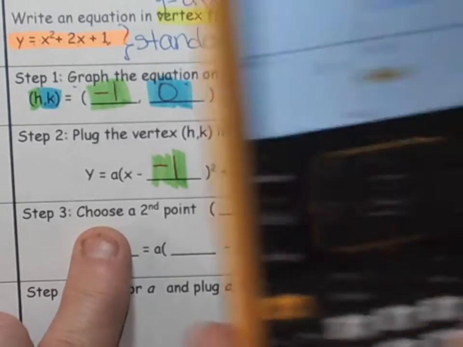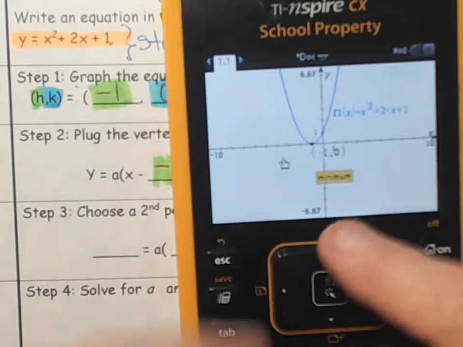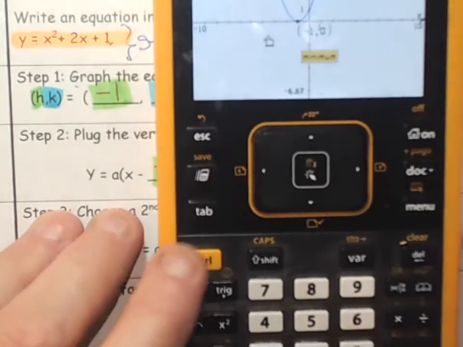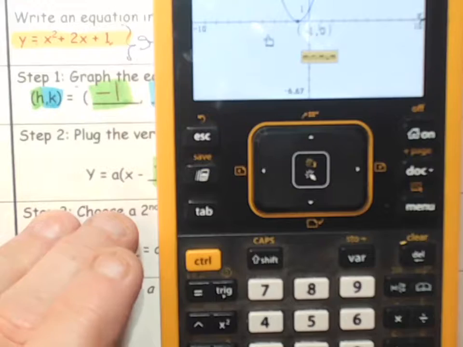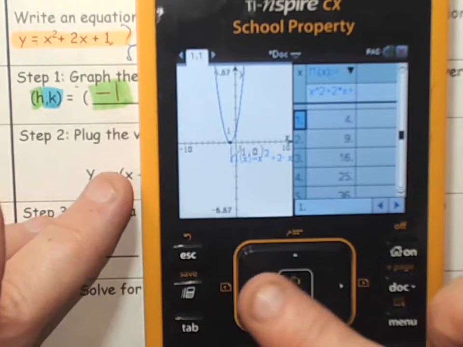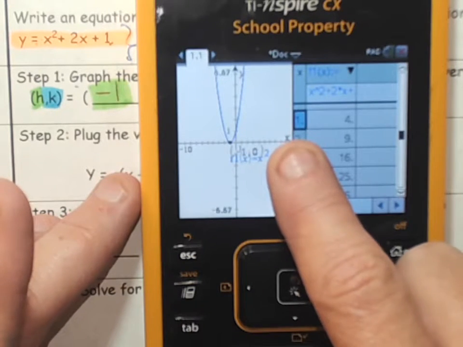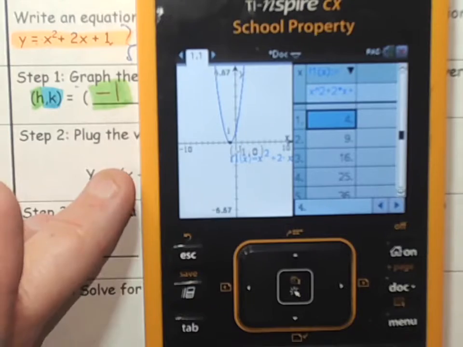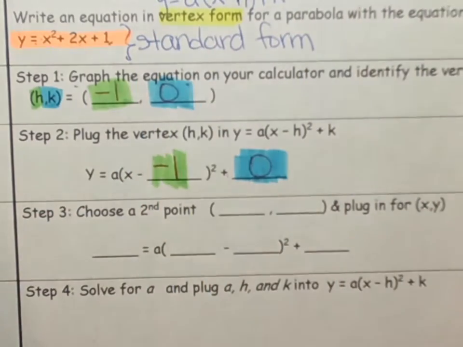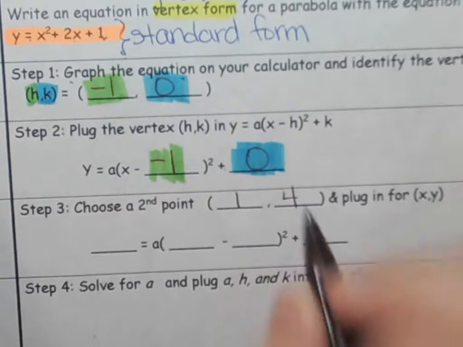Step 3 is we're going to choose a second point from our graph, our parabola, and we're going to plug it in. So you already have this on your calculator, and we want another point. You can either count or you can do Control T, and remember your table shows up. So right here, if I look, another point would be like positive 1, positive 4. So my second point that I have chosen is going to be the point 1, 4.